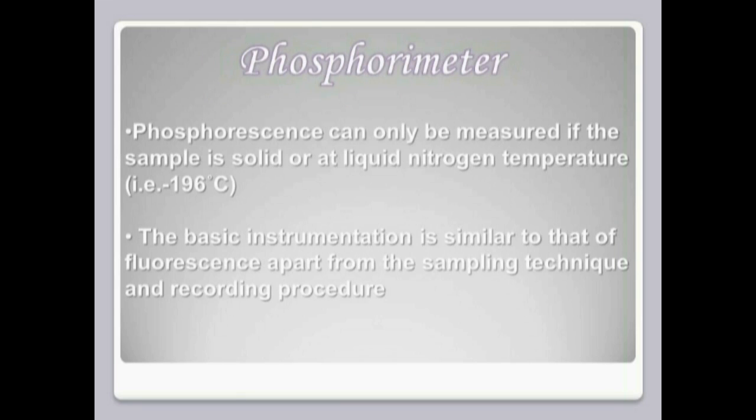Now, phosphorimeter. Phosphorescence can only be measured if the sample is solid or at liquid nitrogen temperature, that is negative 196 degrees centigrade. The basic instrumentation is similar to that of fluorescence, apart from the sampling technique and the recording procedure.